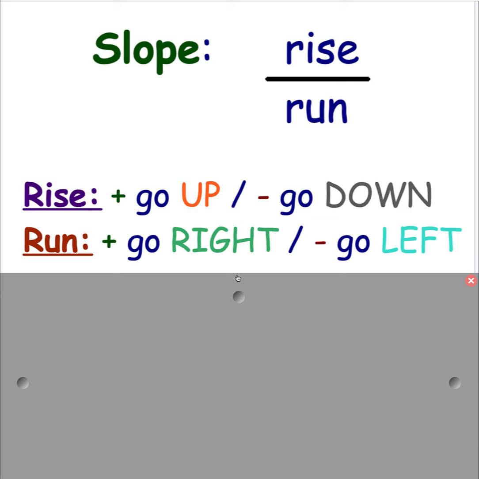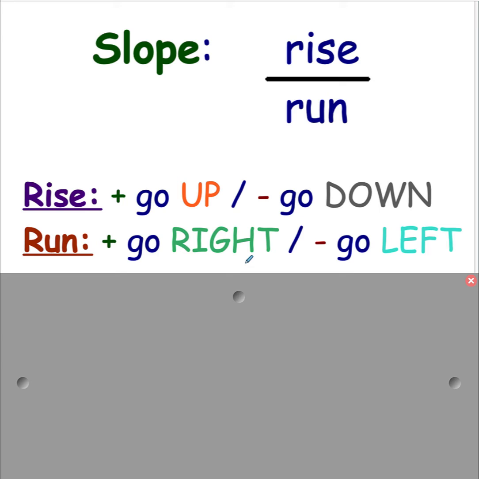The run is the denominator of the slope. Remember, if you don't see a denominator, that means it's a 1. If it's positive, it's telling you to go right from wherever you're at. And it's telling you to go left from wherever you're at if it's negative.